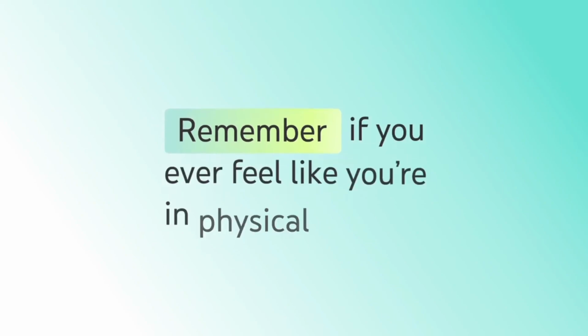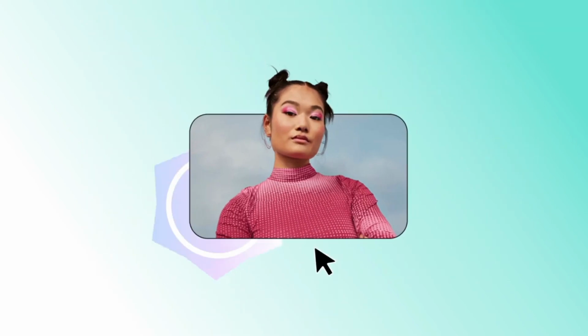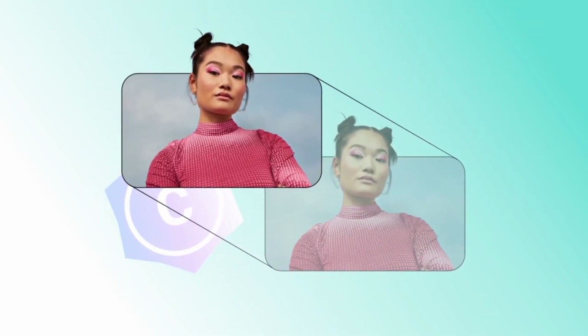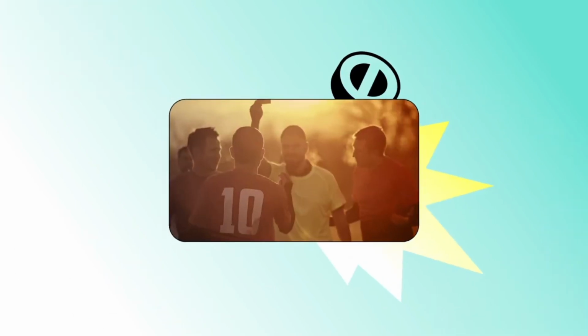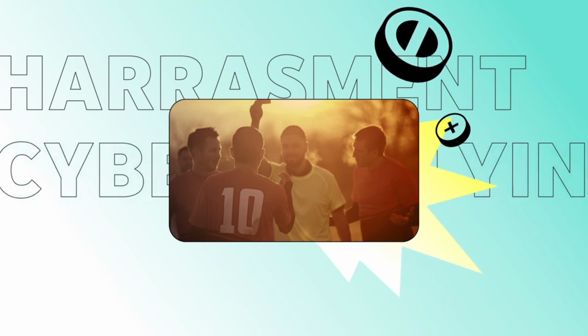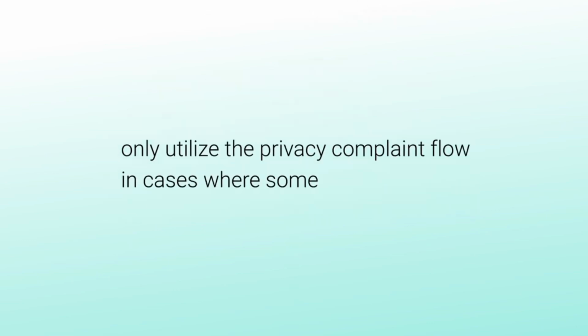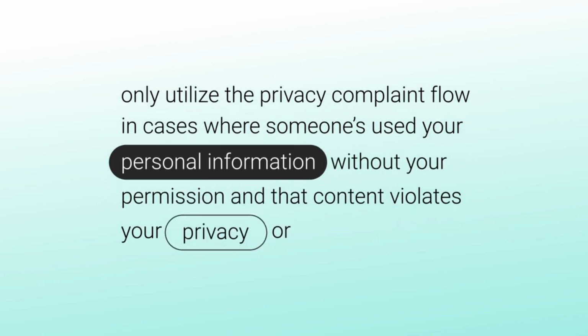Remember, if you ever feel like you're in physical danger, be sure to contact your local authorities. Also keep in mind that privacy complaints are separate from YouTube's copyright or community guidelines policies. So if someone copies a video that you created or content that you own, you may wish to file a copyright complaint. Or if you believe content violates YouTube's community guidelines, like our harassment and cyberbullying policy or impersonation policy, you can report the inappropriate content. Remember to only utilize the privacy complaint flow in cases where someone has used your personal information without your permission and the content violates your privacy or sense of safety.